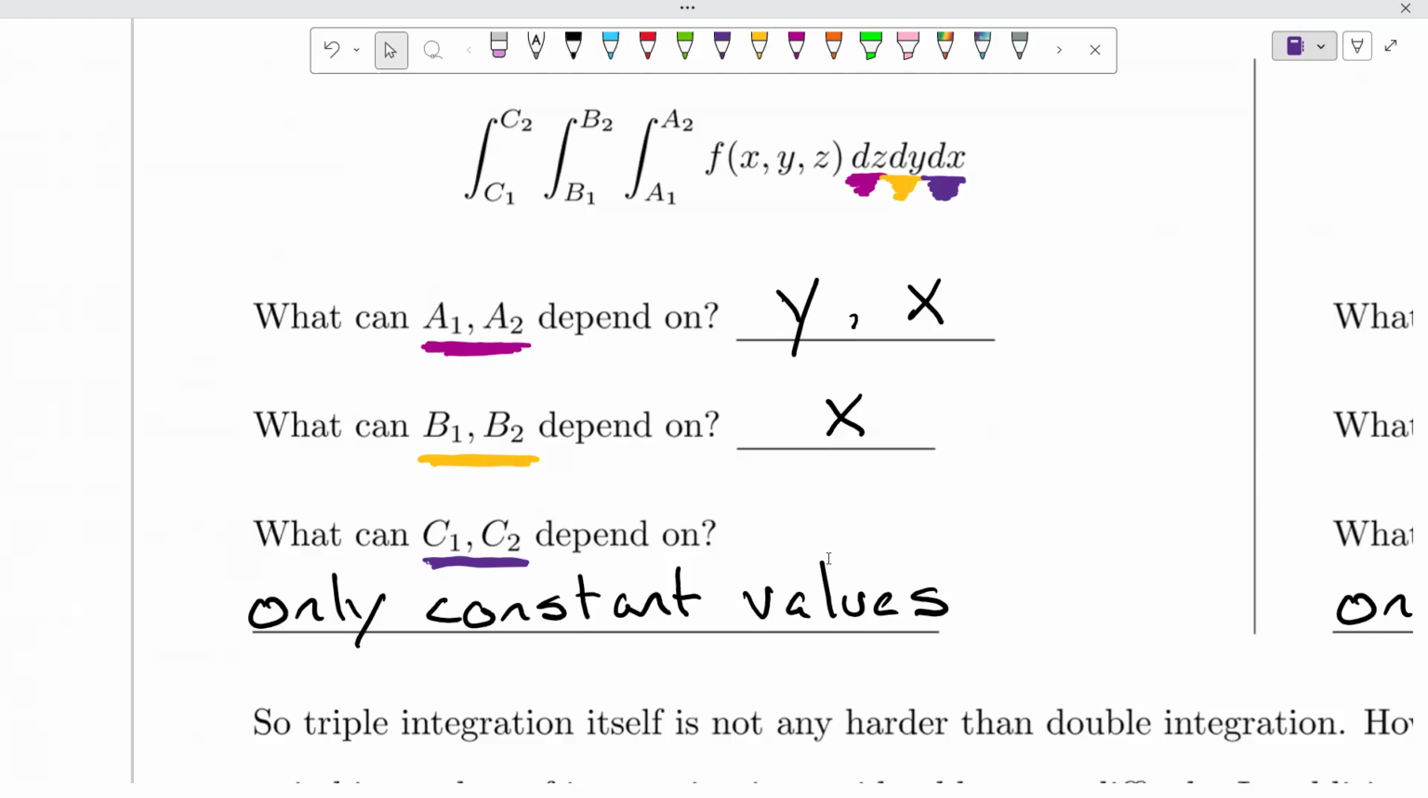So if I'm doing dz first, then its limits, its bounds, could depend on both y and x, because I still am going to do those integrals after dz. But then by the time I get to b, I'm effectively just going to be doing a double integral at that point. I'm doing dy first, so those limits can depend on x. And by the time I get to c, I should have only constant numbers for those bounds. The last integral we do should result in just a number if I'm doing a definite integral, which is what we'll be focusing on for the most part.